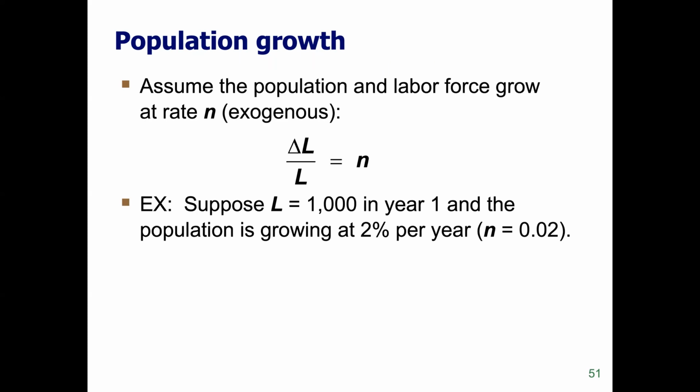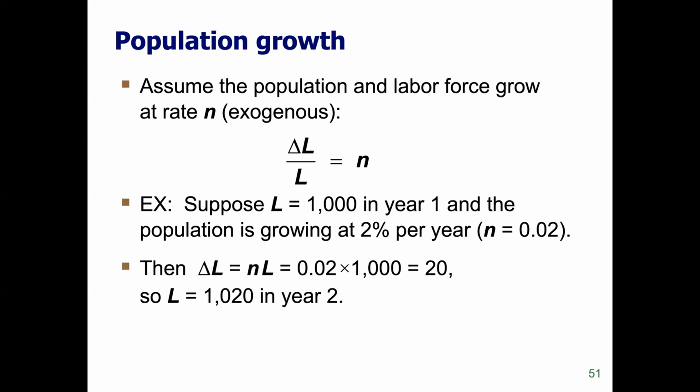All right, let's do a simple example. Suppose you have 1,000 people in year 1 and the population is growing at 2% per year. How many will you have a year later? You'll have 1,020.